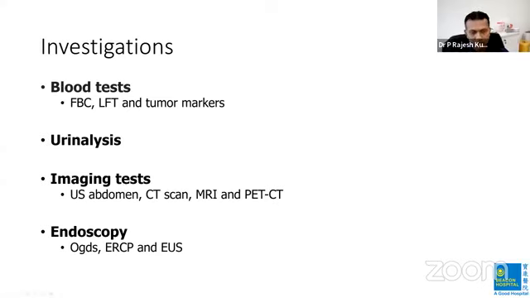We can do an ultrasound or CT scan, MRI, or even a PET CT to figure out what's the actual problem. Eventually, we do a scope. It could be a simple upper scope or a more advanced scope called ERCP and EUS, which I'll explain later, to actually find out what the actual problem is. So these are all the things that we do to find out what is the actual cause for the jaundice so that we can treat the patient.